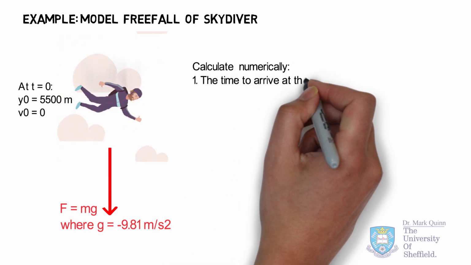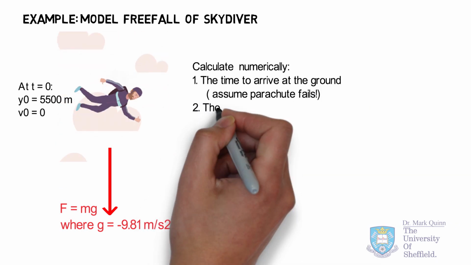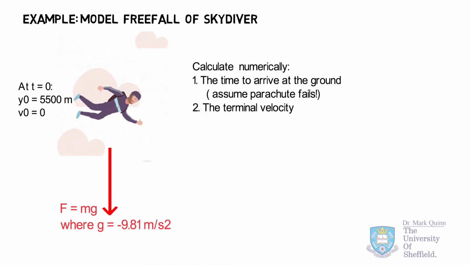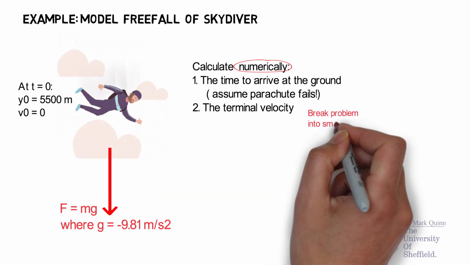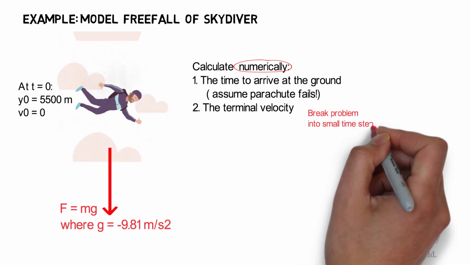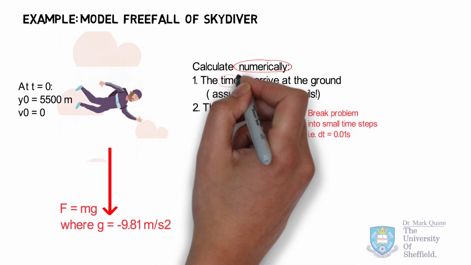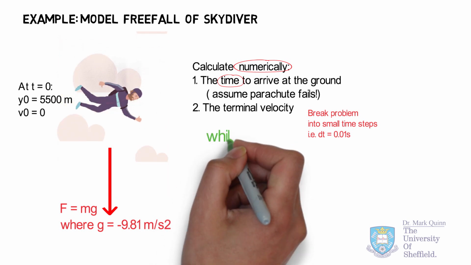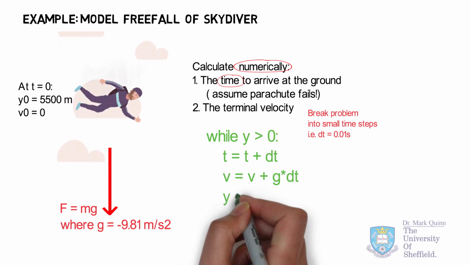So we're going to calculate numerically the time to arrive to the ground, and at the end of this we can calculate the velocity. So when we calculate something numerically, we're going to break down the problem into very small time steps, in this case 0.01 of a second, and our while loop syntax will look like this. While y is greater than 0, i.e.